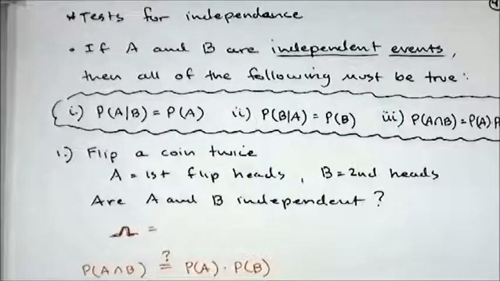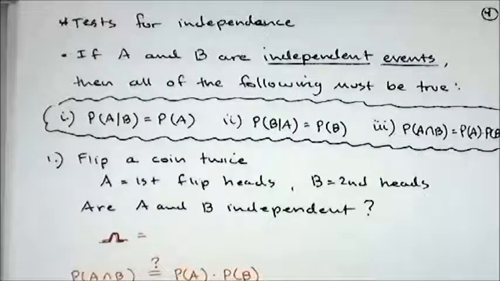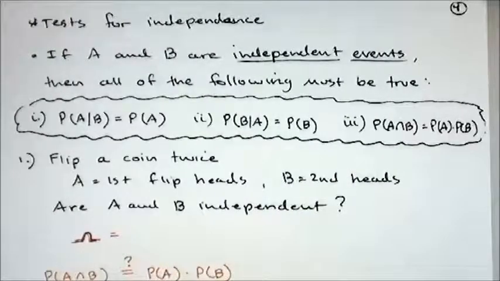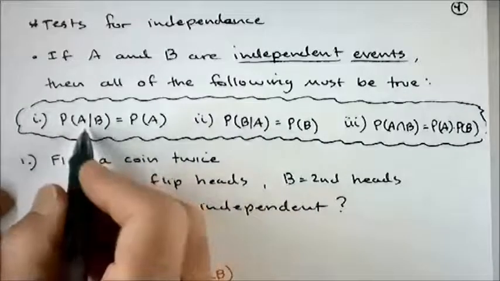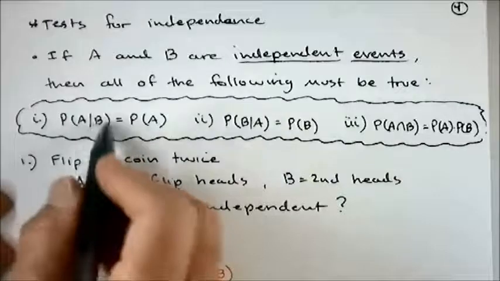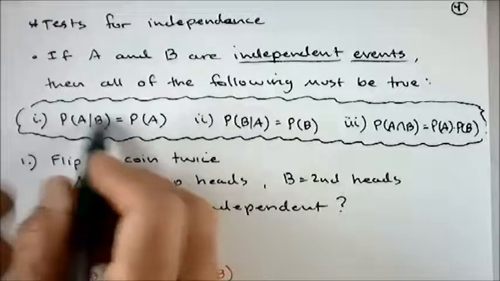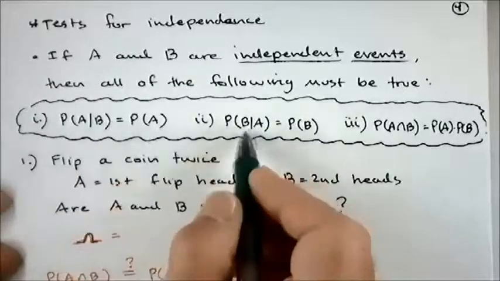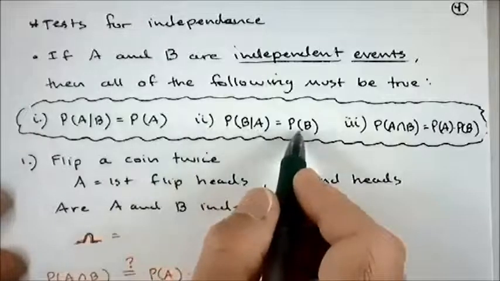All right. So there's been some talk about what it means for events to be independent. There's actually three ways you can show that two events are independent. One of them is that if A and B are independent events, then the probability of A given B shouldn't matter. B's occurrence should not affect A. So the probability of A given B should just be the probability of A. Same thing here. The probability of B given A should just be the probability of B.